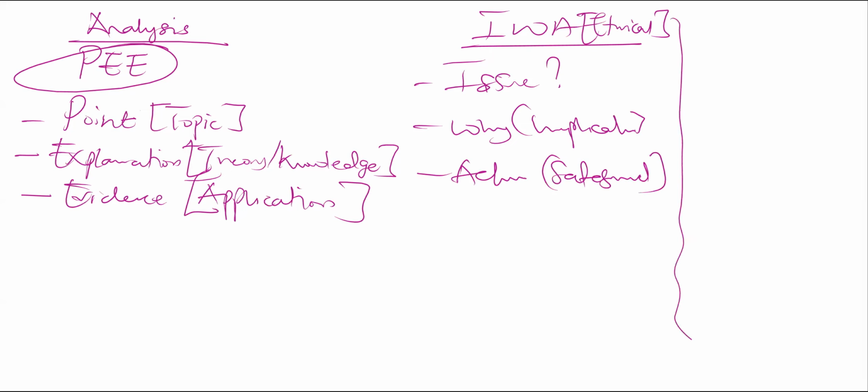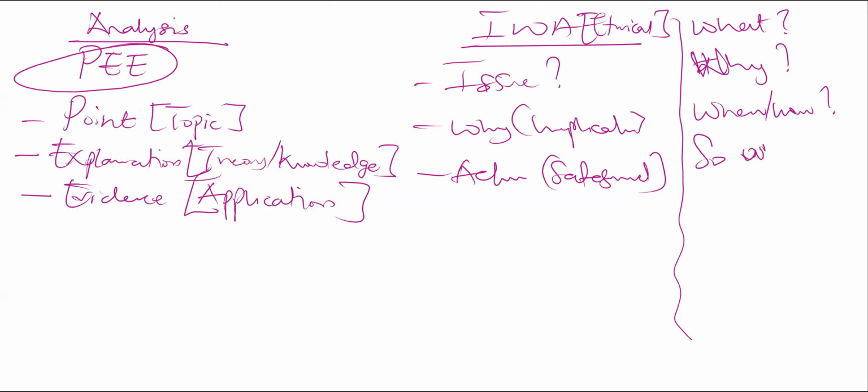Another area I use is the W's. What has happened? Why has it happened? When did it happen? Or how did it happen? So what is the implication on the organization? Does it lead to an opportunity or does it lead to a threat? Does it lead to a strength or a weakness?